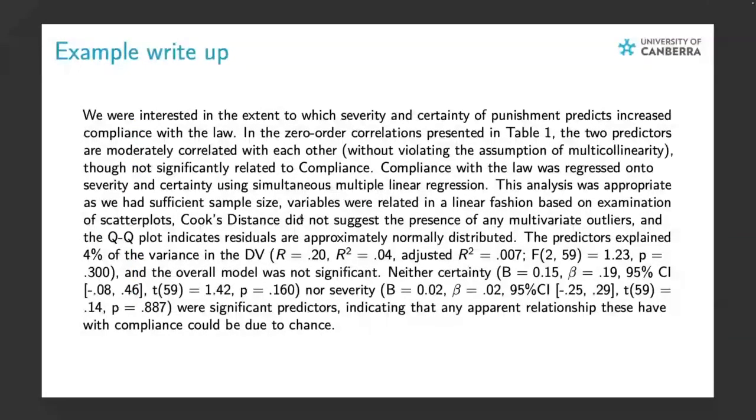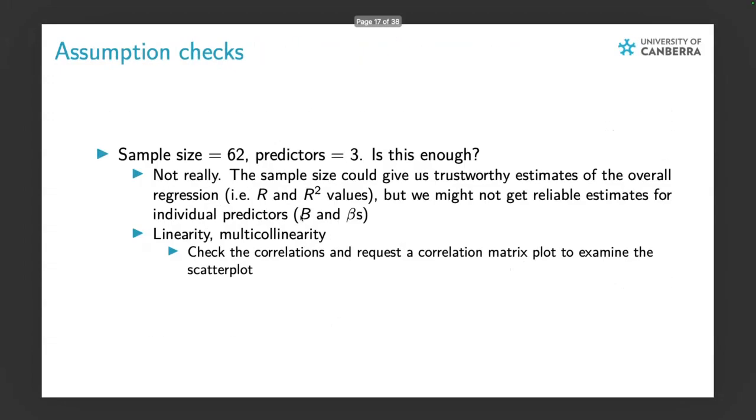So you can say we were interested in the extent to which severity and certainty of punishment predicts increased compliance with the law, or, if stating it in third person, the purpose of this study was to investigate the extent to which severity and certainty of punishment predicts increased compliance with the law. In the zero order correlations presented in Table 1, where's my Table 1?